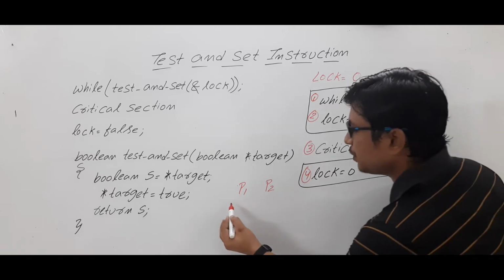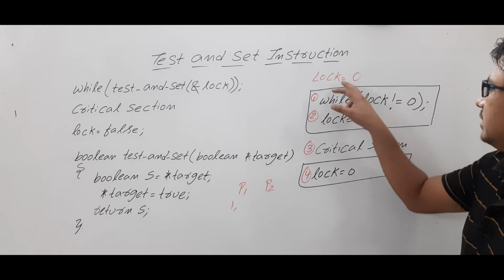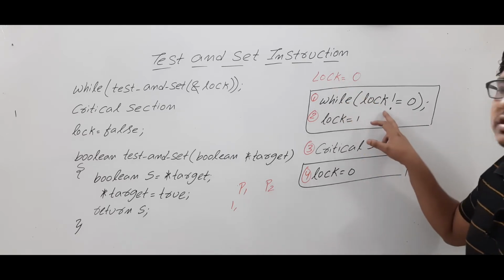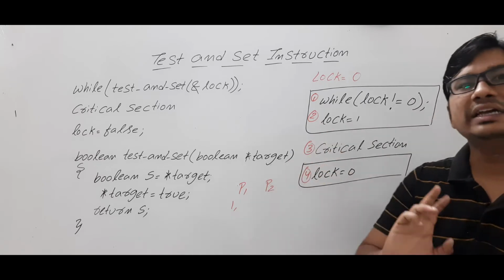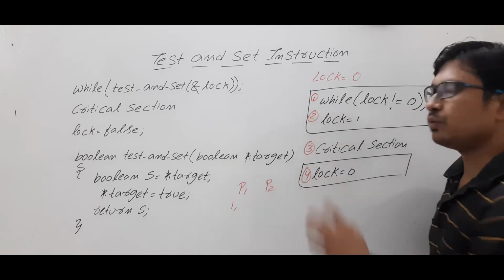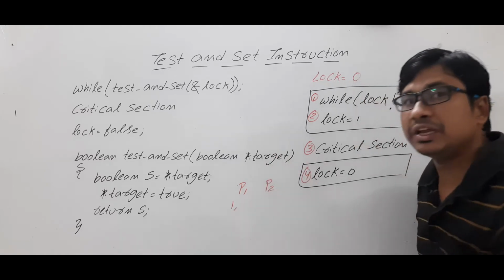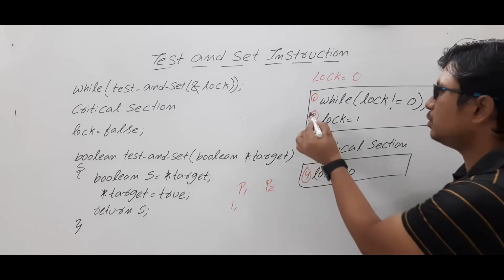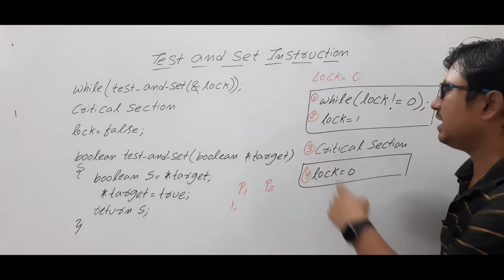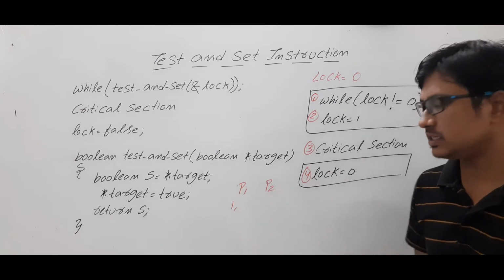Now process P1 has executed instruction 1. Now the condition is false, so process P1 can execute instruction 2. But before it executes instruction 2, process P1 was preempted. So in the program counter, it will have the address of this instruction. Is it clear? Are you able to understand?